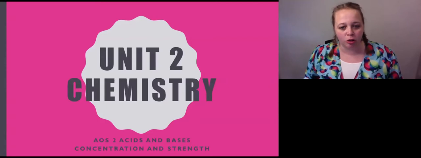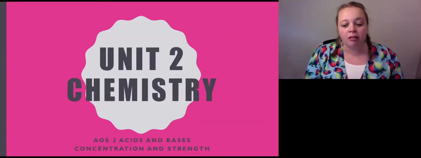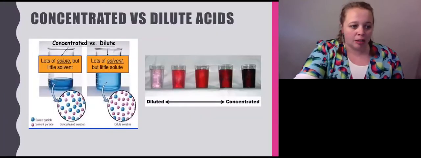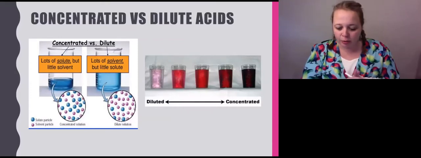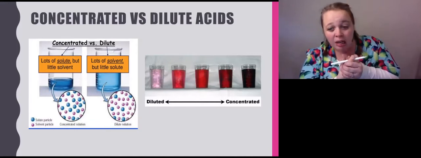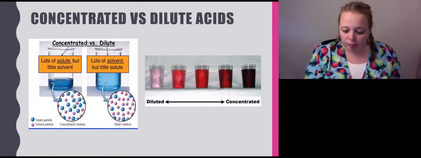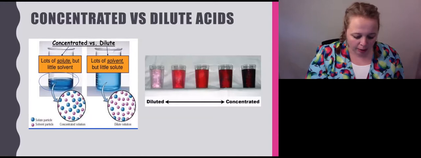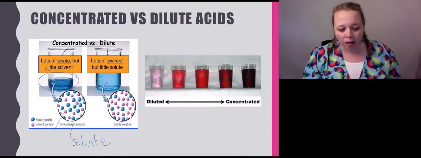But this is just a little short video about concentrated versus dilute, and then strong versus weak acids. We've talked a little bit about concentrated versus dilute before, so hopefully this is just a bit of revision. It says in your notes that concentration refers to the amount of solute in a given volume of water. For example, a large amount of solute, so the solute particles are these blue ones, in a small amount of solvent will give you a concentrated solution.